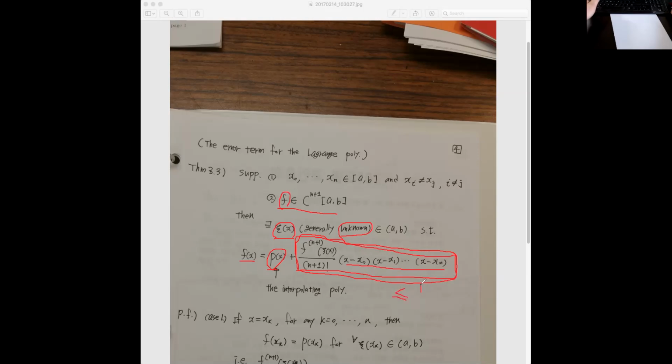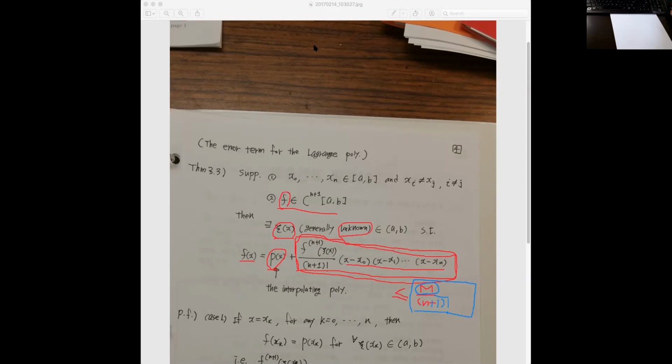So the truncation error must be less than or equal to, bounded by, M over n plus 1 factorial, times the absolute value of x minus x0 times x minus x1 and so on. Here M is the upper bound of the n plus 1th derivative of f. Then this can be used as the error estimate.